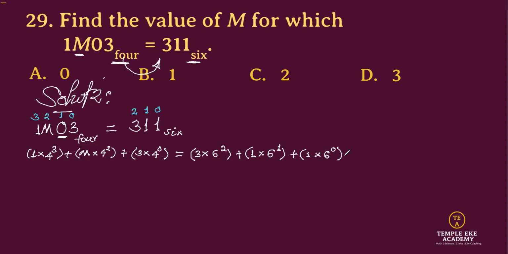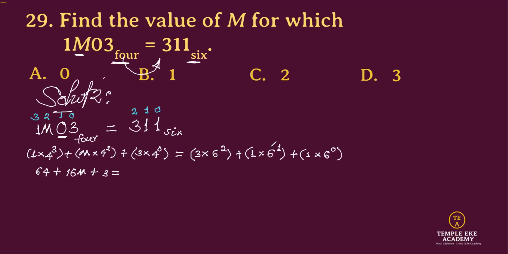Now we can go ahead and evaluate each of these units, starting from the power area in each case. So let's go. That means 4 to the power 3, 4 multiplying itself 3 different times, that's 64. 64 multiplied by 1 gives us 64. Plus 4 to the power 2, that's 16. 16 multiplied by m, that's 16m. Then plus, we have 4 to the power 0, which is 1, because any number raised to the power 0 is 1, according to the law of indices. 1 multiplied by 3 gives us 3. That's okay for the left-hand side.